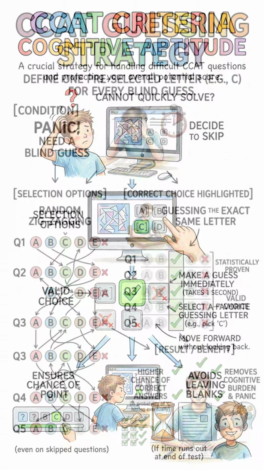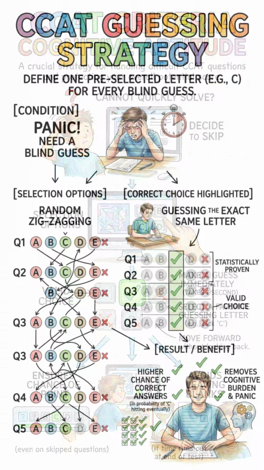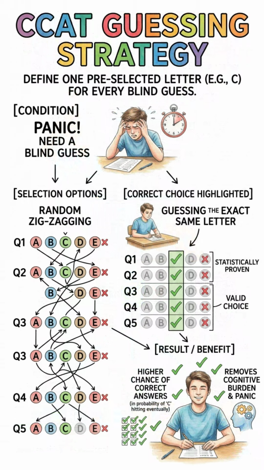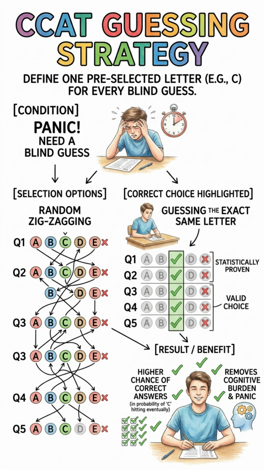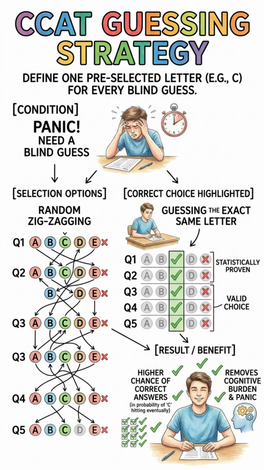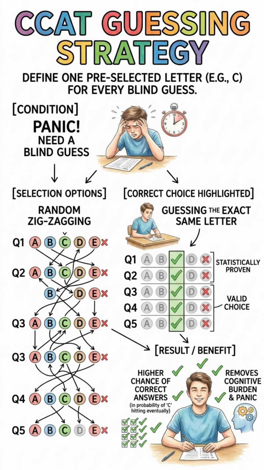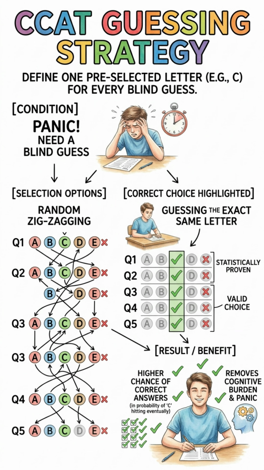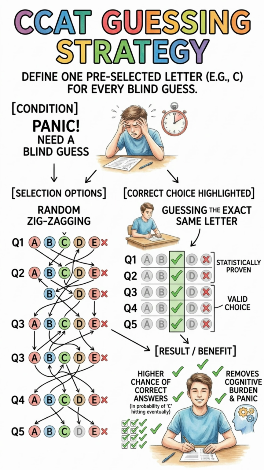Your favorite guessing letter is a predefined answer choice, like the letter C, that you commit to using for every blind guess. Using the exact same letter for every blind guess is statistically proven to be more effective than randomly zigzagging your guesses across the board. If you guess C 5 times in a row, the laws of probability suggest that you will eventually hit a correct answer. Choosing your guessing letter right now removes the tiny cognitive burden of deciding which letter to pick when you are panicking on test day.